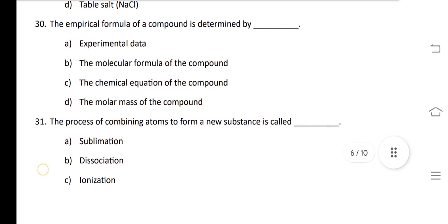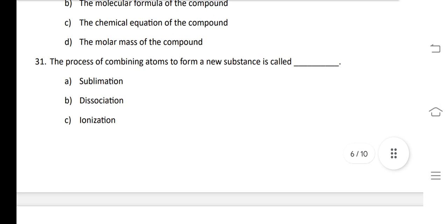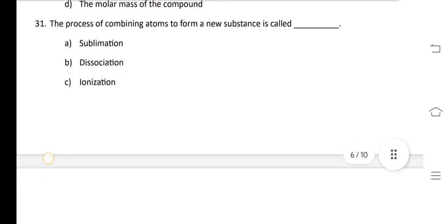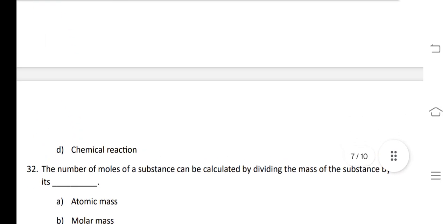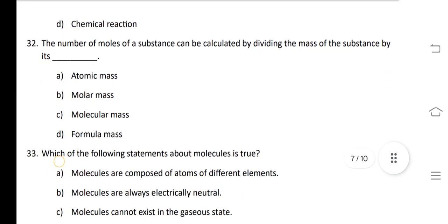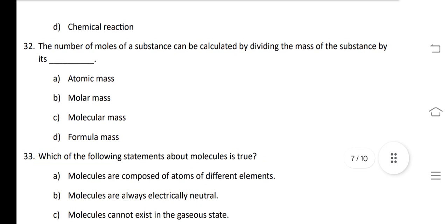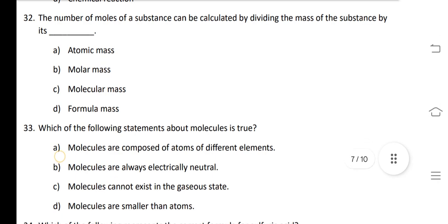Again empirical formula, leave this question. Our next question is, the process of combining atoms to form a new substance is called a chemical reaction. Option number D is correct. Our next question is, the number of moles of a substance can be calculated by dividing the mass of the substance by molar mass.